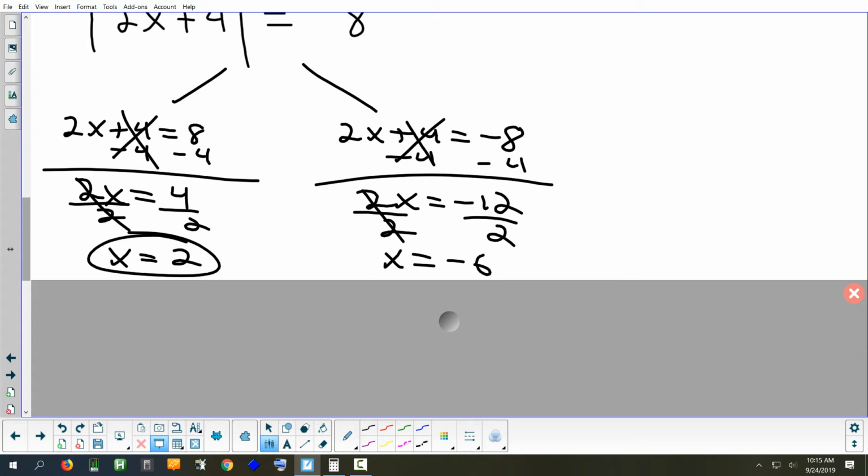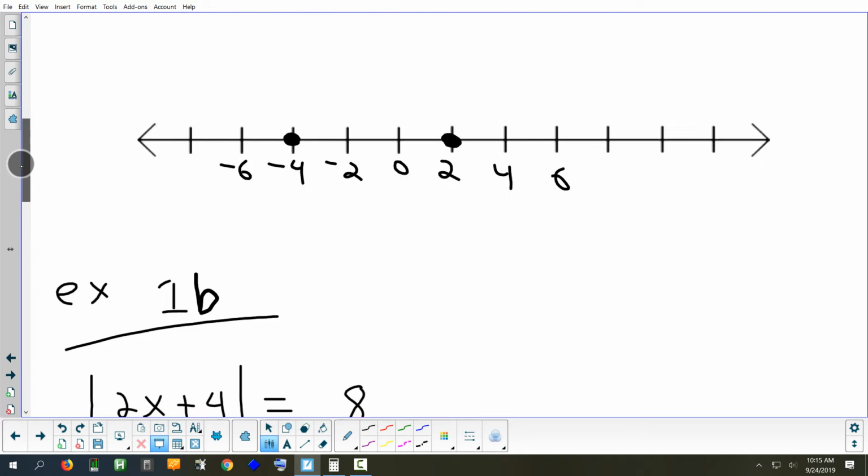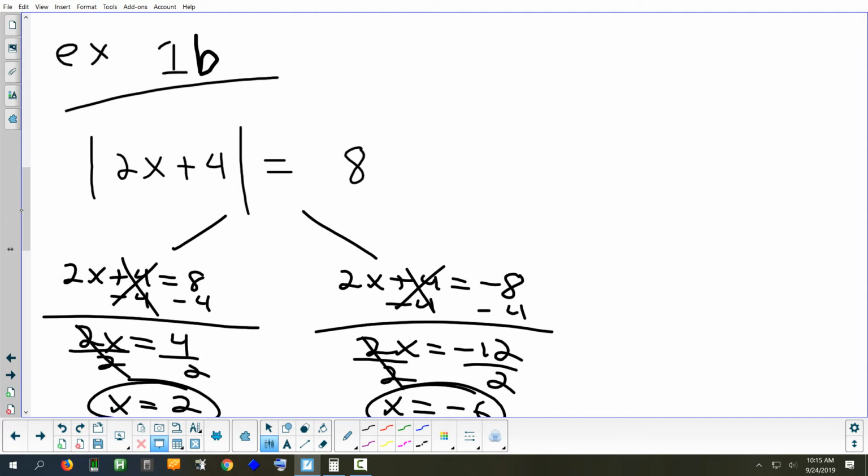Negative 6. Yep. Now, I just have to see, did it say solve and graph or just solve? Just solve? Oh, that one didn't say anything. Do you guys have a graph on yours? Yeah. Okay. So let's graph it.